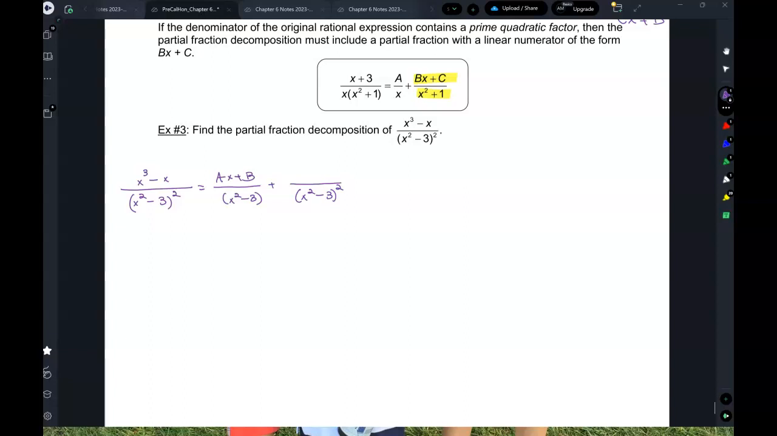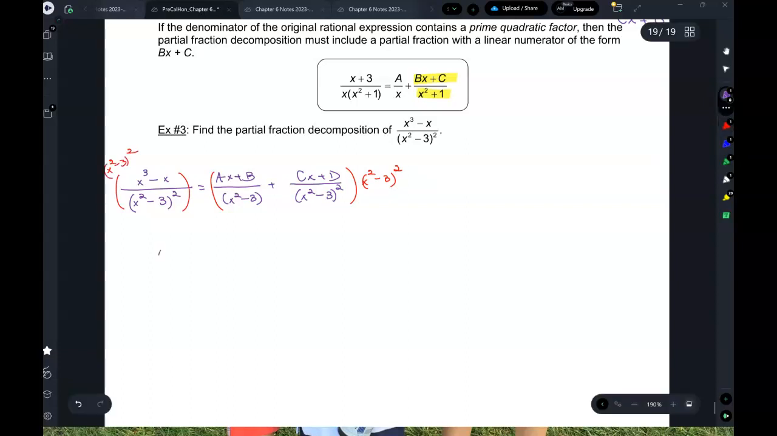This is still quadratic. It gets a linear term. I already used a and b. Now I do cx plus d. And if you had another one, you would do ex plus f and then whatever, okay? Okay, so we're going to do the same thing. Multiply this by the common denominator.